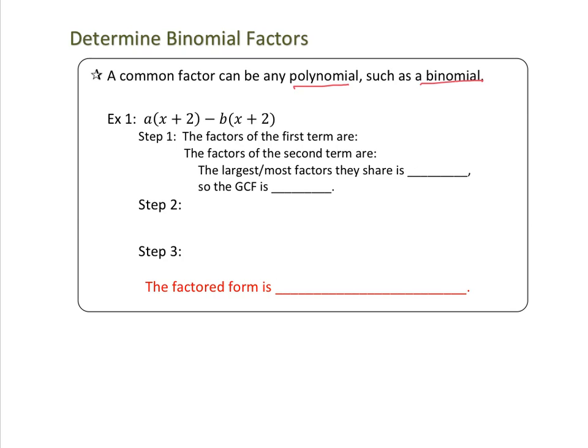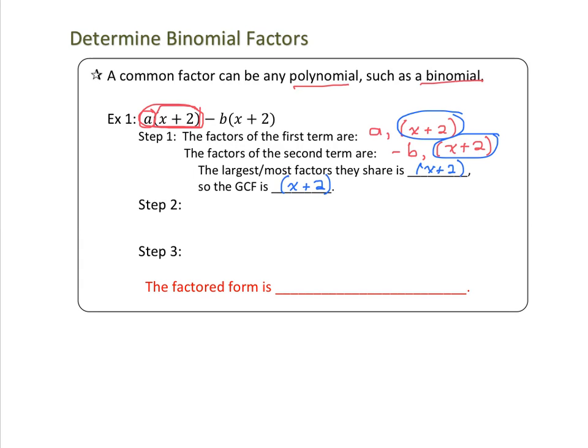Let's list them out. Well, the first term is a bracket x plus 2. The a here is being multiplied by the brackets, so a is one of your factors. Now, inside the brackets is another factor, or x plus 2 is itself a factor. The second term, the factors are -b and x plus 2. Well, the largest or most factors that they share in common is the x plus 2. They don't share any a's or b's in common, but whatever's inside the brackets is the same, so it's the same factor. X plus 2 is the greatest common factor of these two terms.